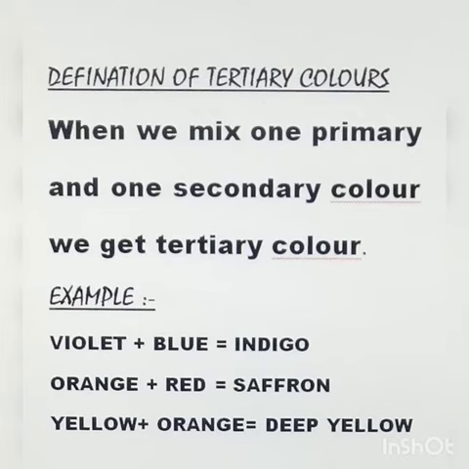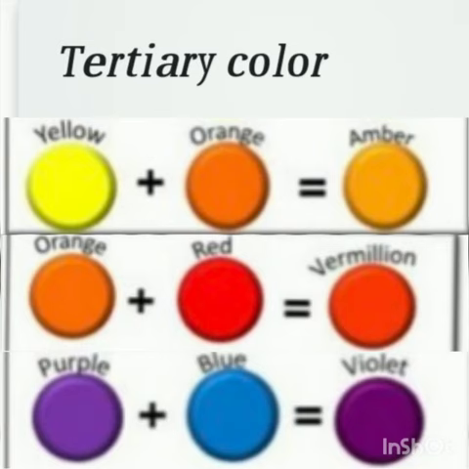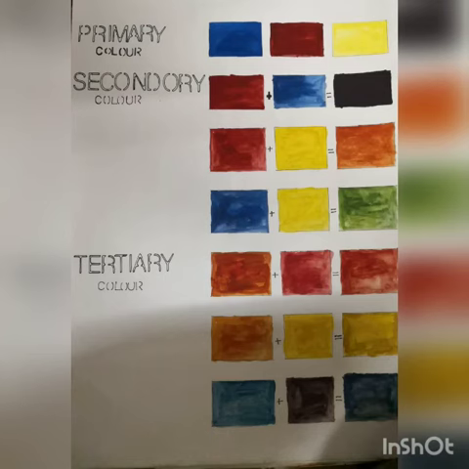Now we will go through tertiary colors. If we mix any one of the primary colors with any one of the secondary colors, we will obtain a tertiary color. For example, on mixing violet and blue color, we get indigo, and on mixing orange and red, we get saffron. Similarly, if we mix yellow and orange, we will obtain deep yellow color. This is all to be covered in your first practical sheet as displayed by the example sheet.